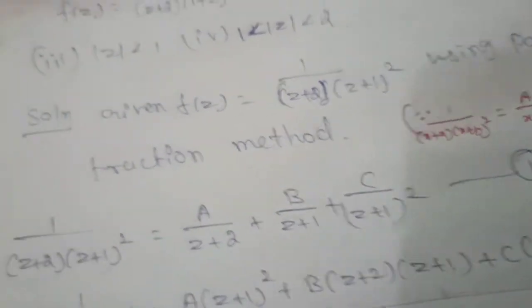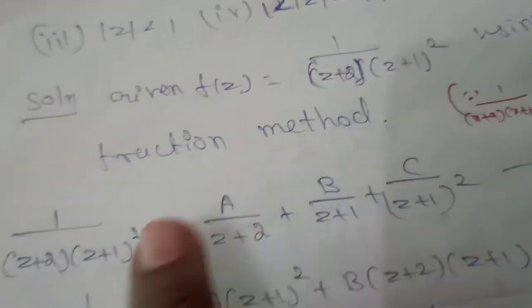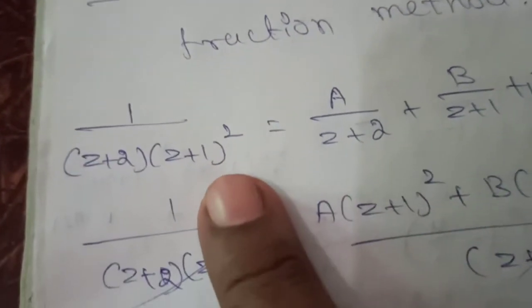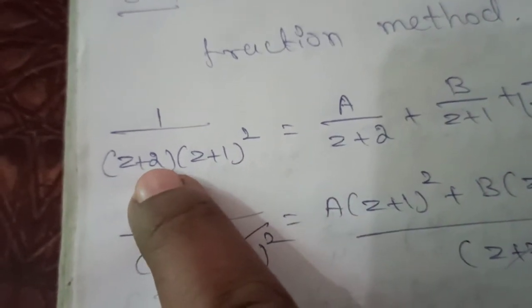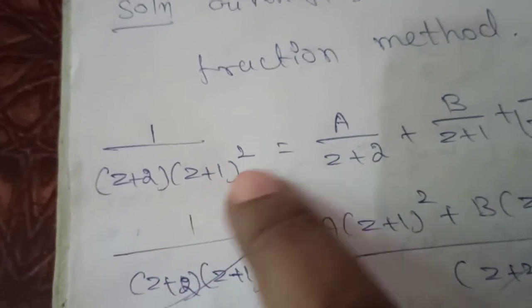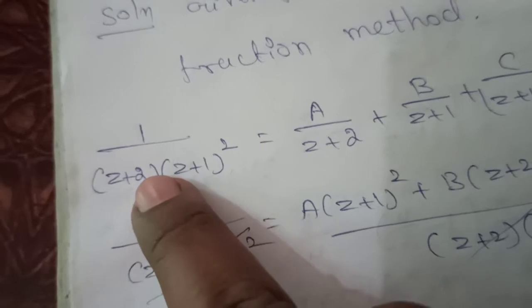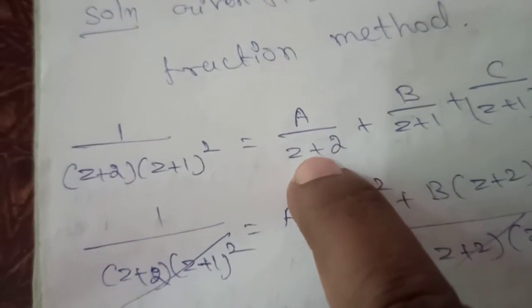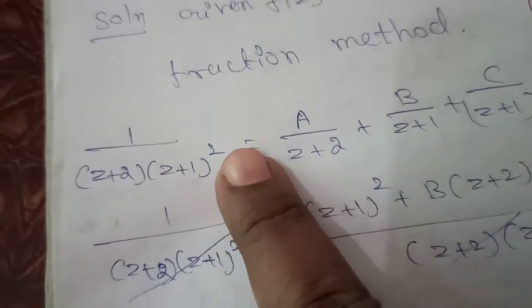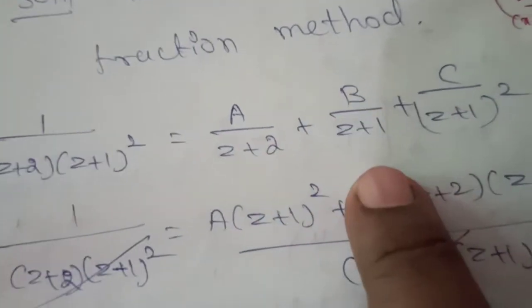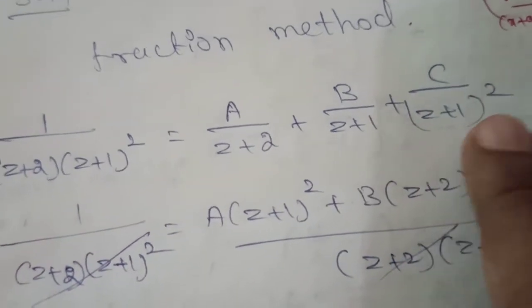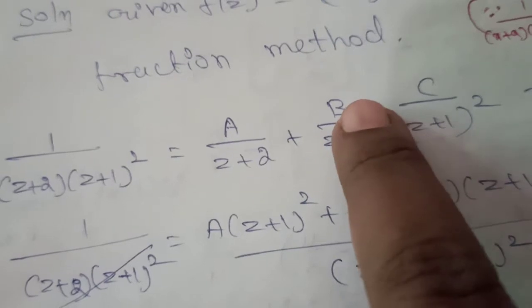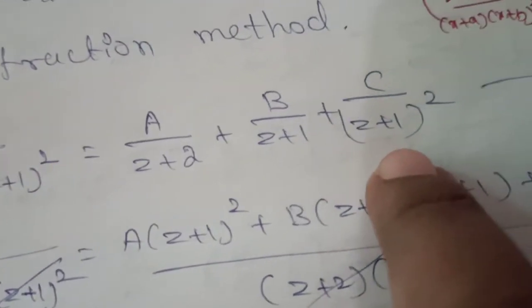So in this problem we can directly use the partial fraction method. Once again, write the given function: 1 divided by (z+2)(z+1)^2. Here the denominator has one factor z+2 and another factor (z+1)^2. So for z+2 the partial fraction is a divided by z+2, and for (z+1)^2 we take b divided by z+1 plus c divided by (z+1)^2.